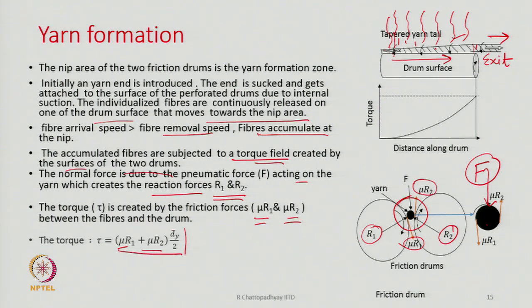So, this is what is going to be the torque, and this torque is going to actually rotate the yarn. Mu is the coefficient of friction between fiber and the drum, and if we plot distance along the drum against torque, this is the graph we get. The torque is almost 0 here, because the diameter of the yarn is almost nil. As the diameter increases, the torque value also goes up, because diameter is more here and minimum here.